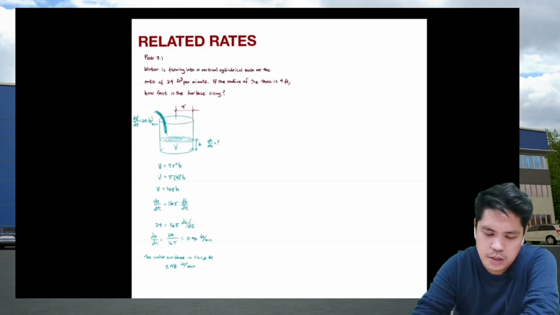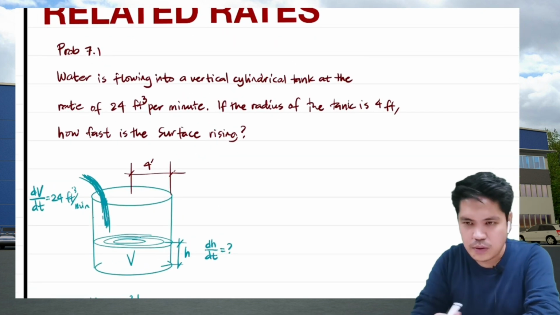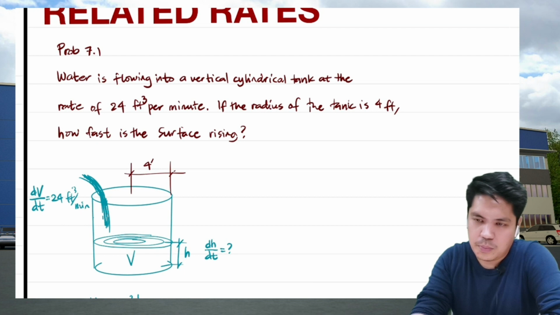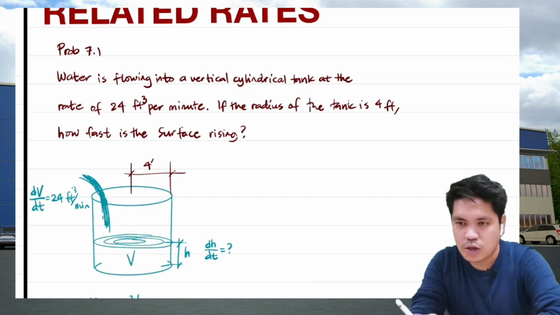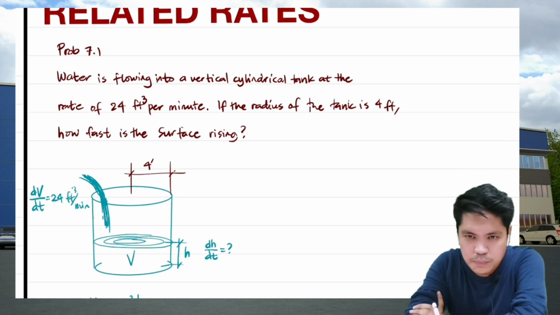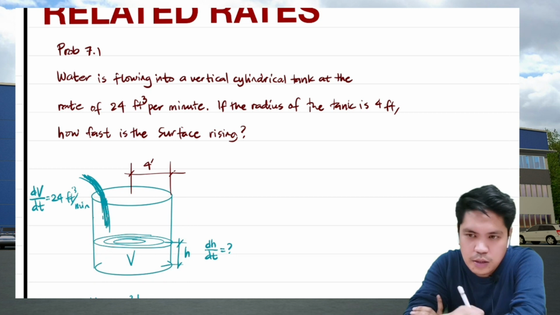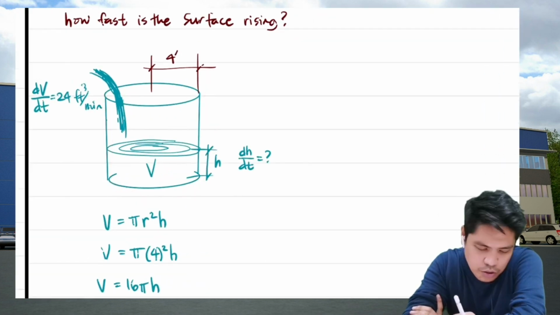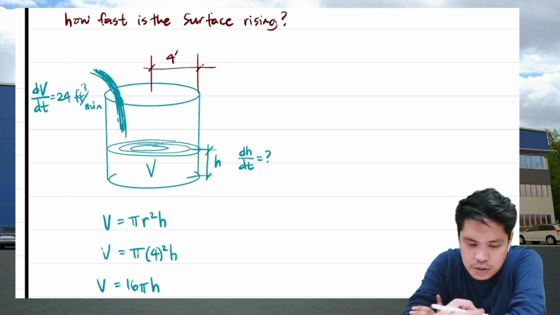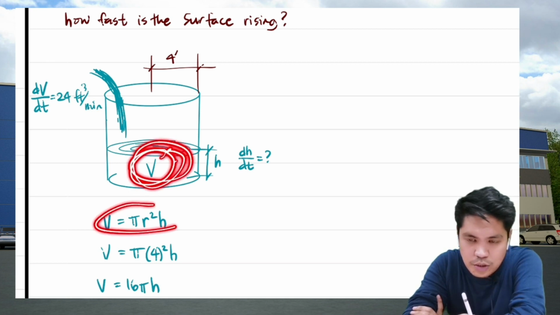Very simple lang. So, kung i-summarize natin yung procedure na ginawa natin, number one, we need to understand the problem. If we understand the problem, then we can identify the constants and the variables in the problem. Then, we need to draw the figure if appropriate. So, in this case, we draw the figure. So, from the figure, we can extract out the needed formulas. For in this case, the formula for the volume of the water inside the container, which is this.